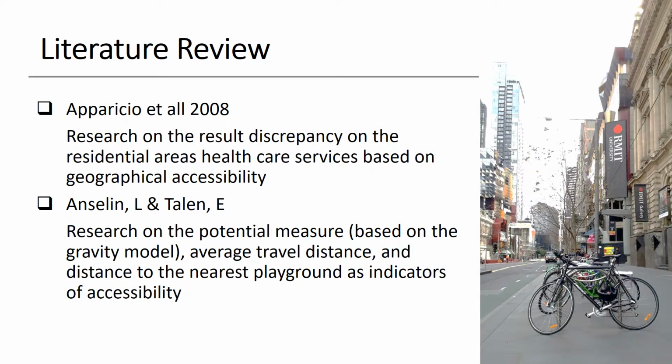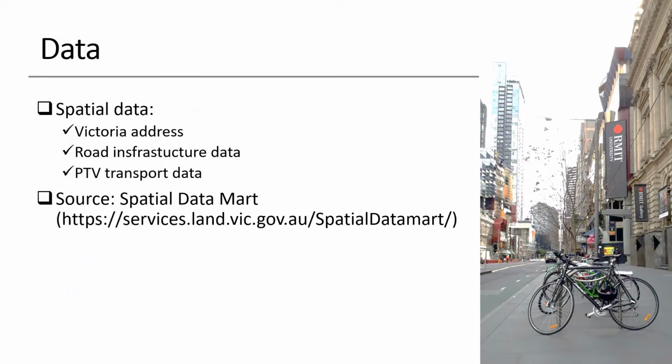Here is the literature I used in this project. The first literature is about healthcare services based on geographical accessibility, and the second literature is about playground as an indicator of accessibility. To build the map, the spatial data involved in this project are Victoria address, road infrastructure data, and PTV transport data, and I got all of this data from Spatial Data Mart.